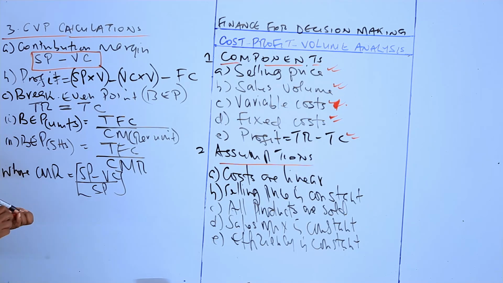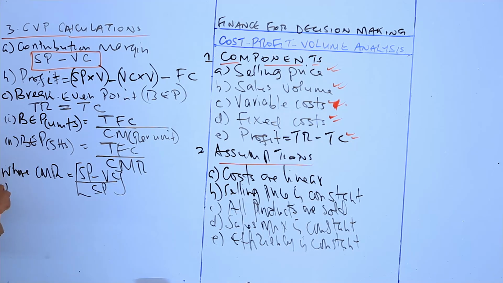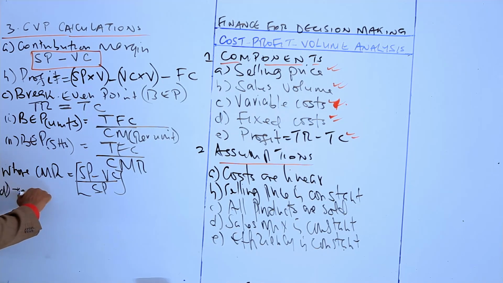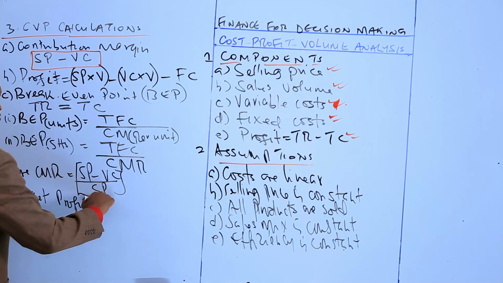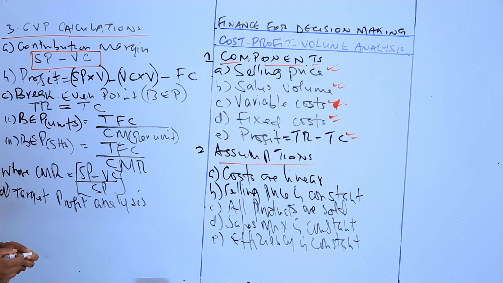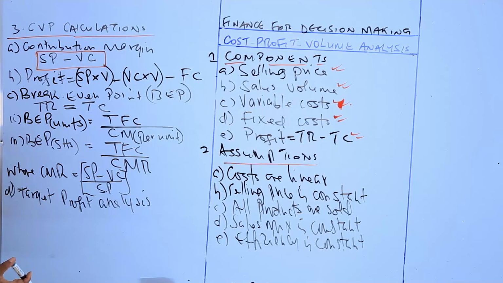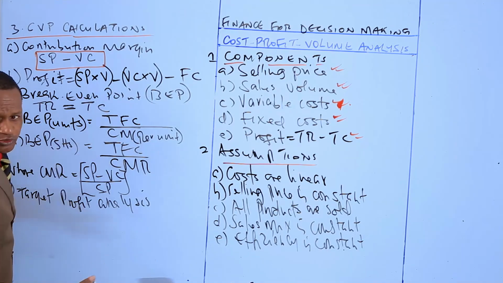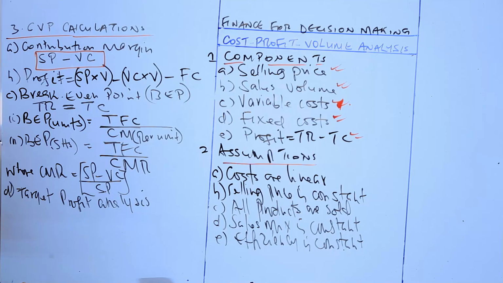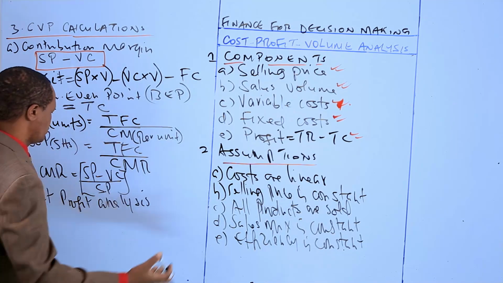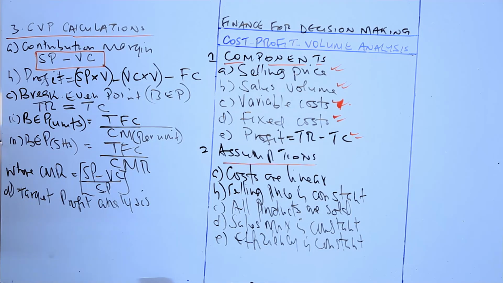Then we have number 4, target profit analysis. Now this calculation determines the sales volume required to achieve a specific level of target profit. If you have a target profit of say 1 million, the question is, how many units do you need to produce to earn the target profit of 1 million? That can be determined in advance.